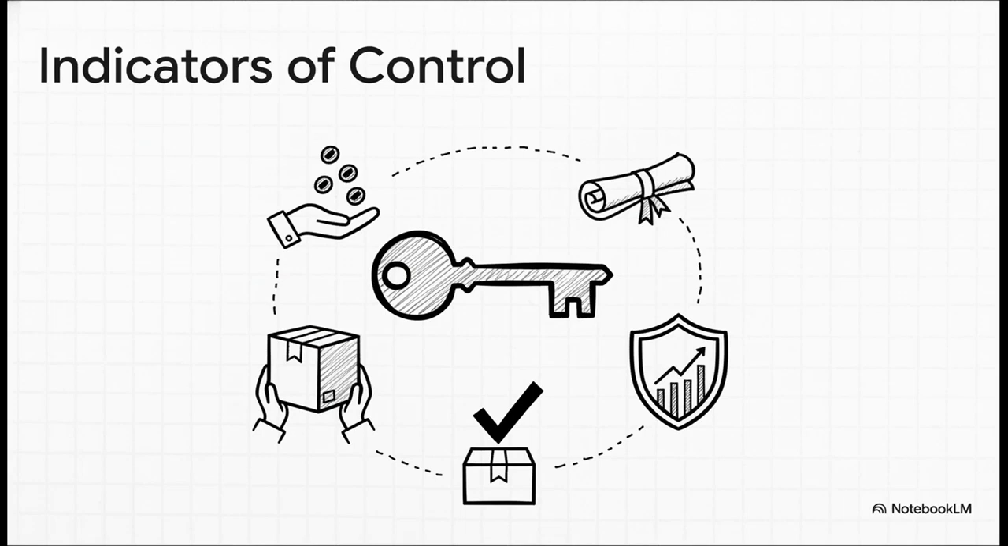Honestly, Step 5 is where you're going to spend most of your time because it all hinges on one massive concept: control. An asset is transferred when the customer obtains control of it. But how do you actually prove that in a client file? Well, here are your practical desktop indicators.